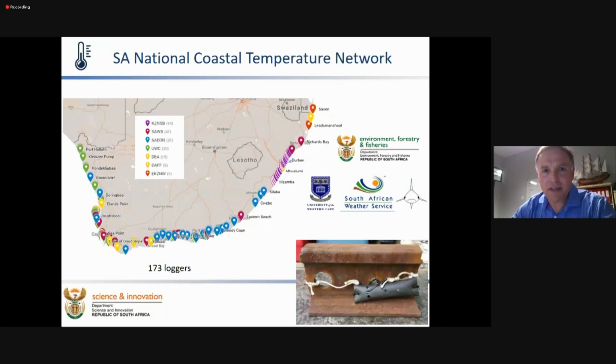We also run the South African Coastal Temperature Network, which consists of 173 loggers around the coast of South Africa. Some of these data sets go back 45 years and have been instrumental for us to better understand the changes in species movement up and down the coast. We're busy rolling out this network further up the coast towards Namibia and into Mozambique as well.